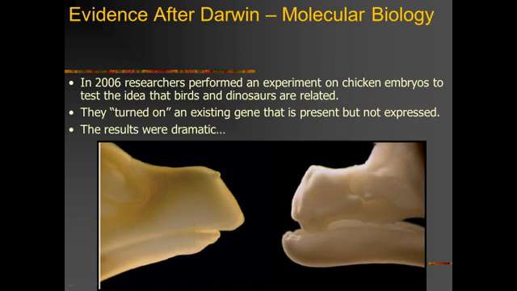On the left you can see our normal chicken embryo contrasted with the chicken with the activated gene on the right. So again, we have evidence from a science that did not exist in Darwin's time, supporting, not refuting, the idea that species have changed over time.